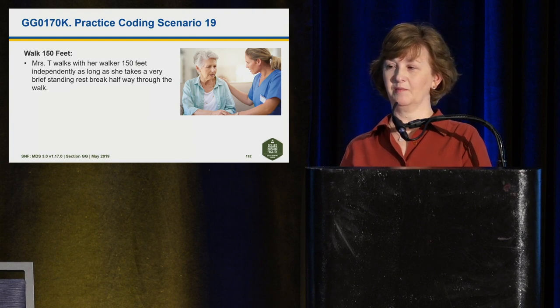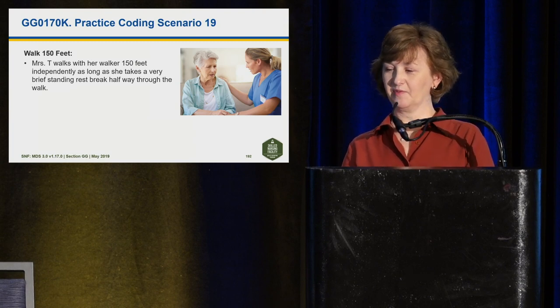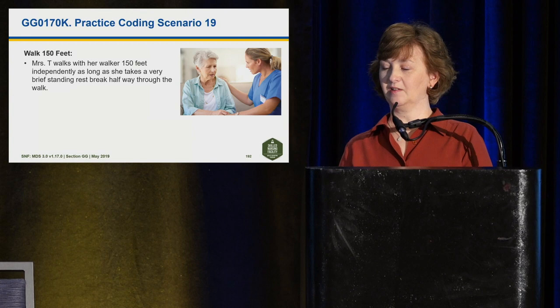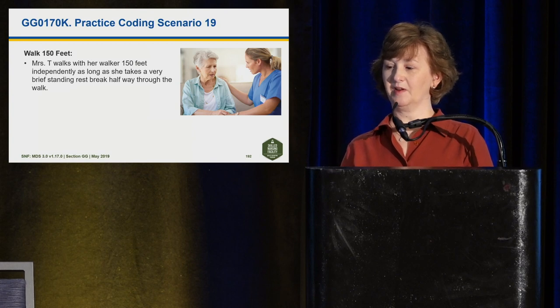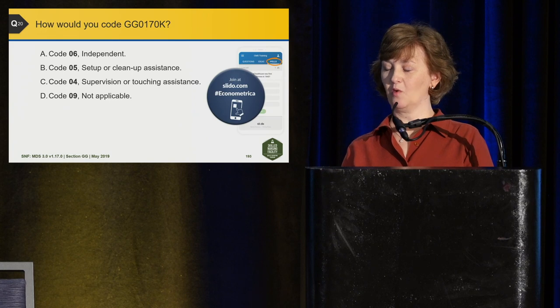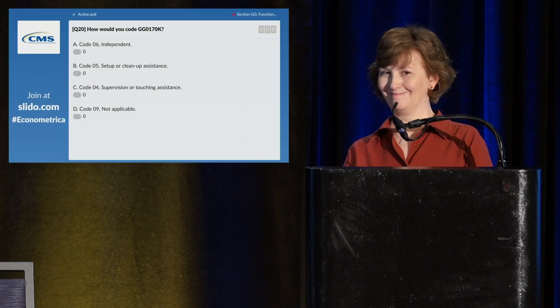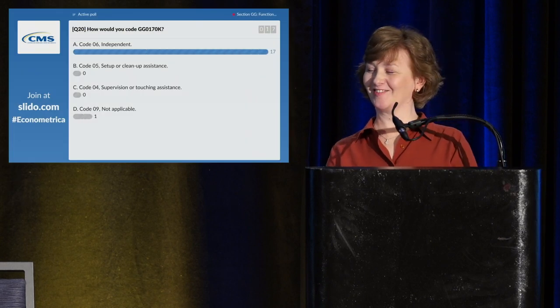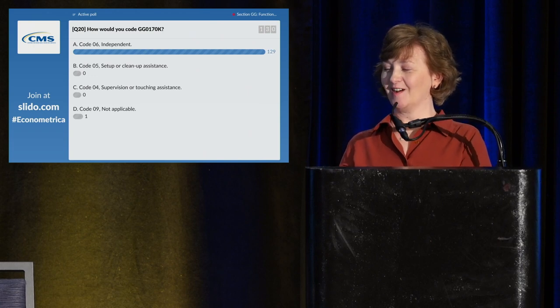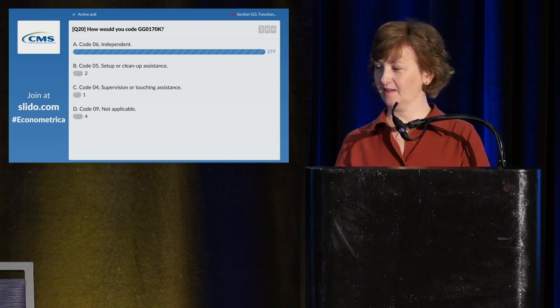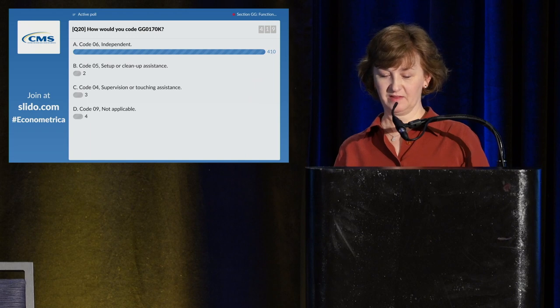So we did talk about breathers previously. How would you code Mrs. T walking 150 feet? She does that independently, but she does need to take a bit of a brief break while she's walking. I will let you put in your responses for Slido, and the options are 06, independent, 05, setup or cleanup assistance, 04, supervision or touching assistance, 09, not applicable. So I'll just give you a moment to put in the responses.